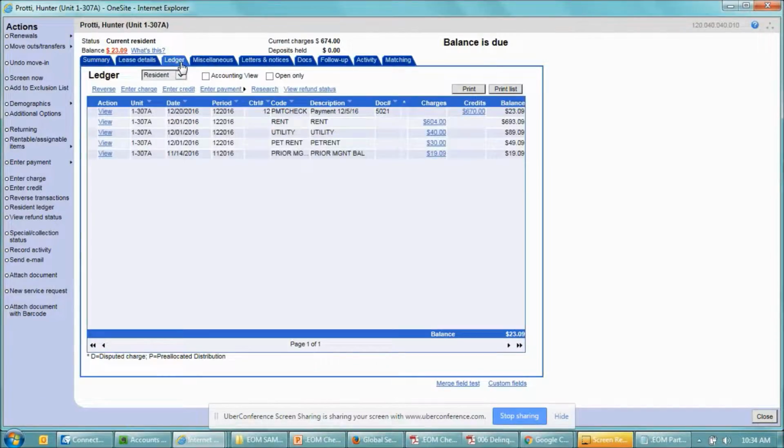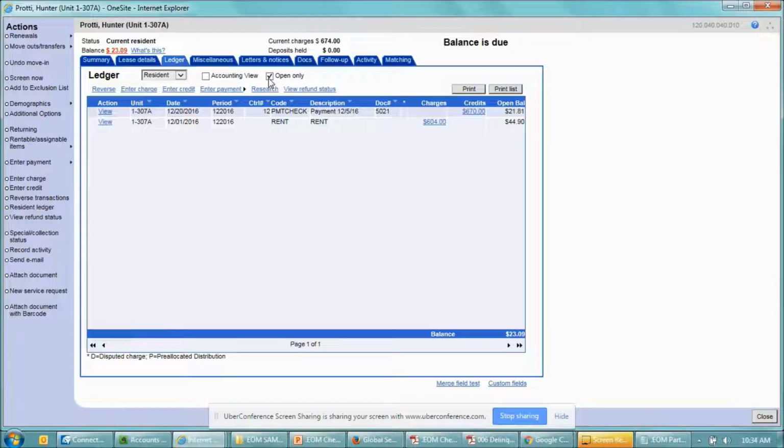Well, head over to the ledger, and my secret weapon for this is this open only checkbox. Click the open only checkbox and it'll isolate just the delinquent and prepaid amounts. So we can see here was a payment that was made and a rent payment, and for some reason they're just not talking to each other and allocating the entire check to this rent amount.